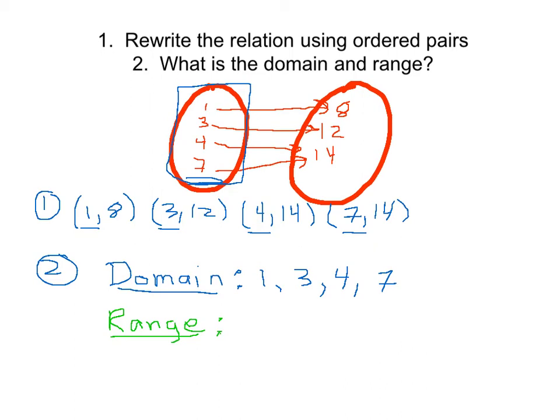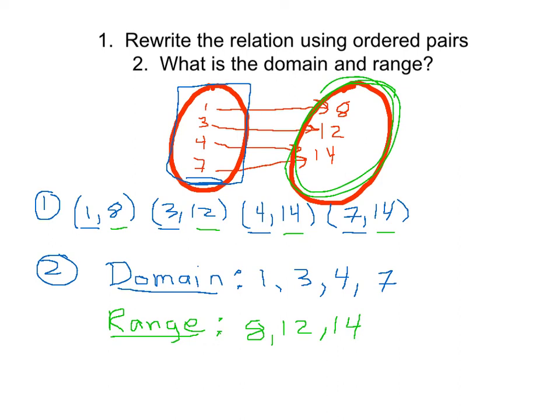The range is just the output, the numbers that are in the set of outputs. So in this case, that's all of the y-coordinates here: 8, 12, 14, and, well, we already have 14. We don't really need to rewrite it twice, as you'll see. And that's just this over here, the right-hand side of the mapping diagram. So the numbers 8, 12, and 14. And that's it. We do not need to list 14 twice.